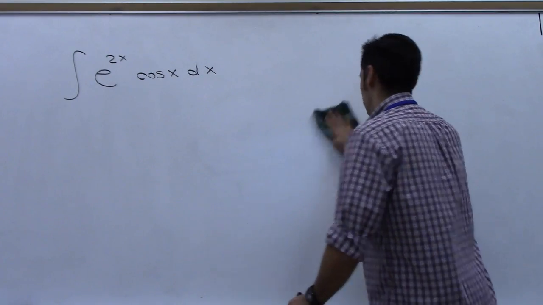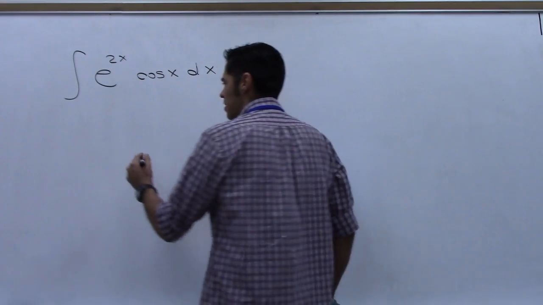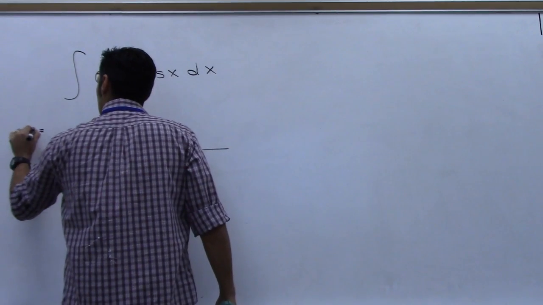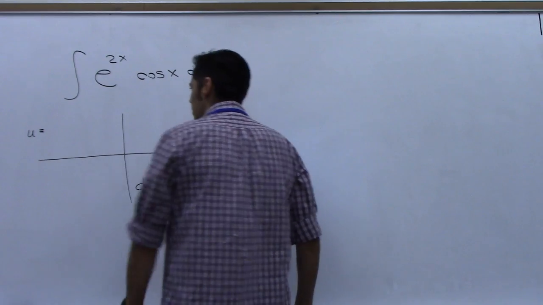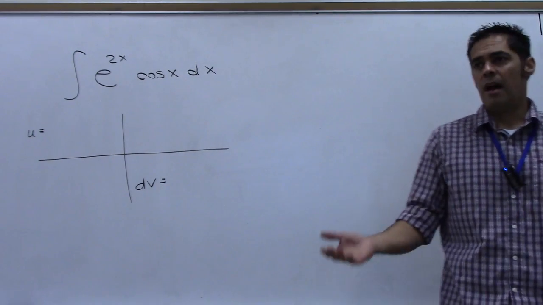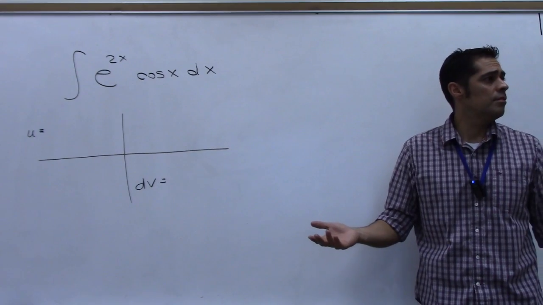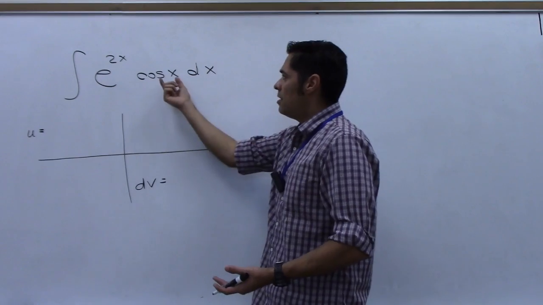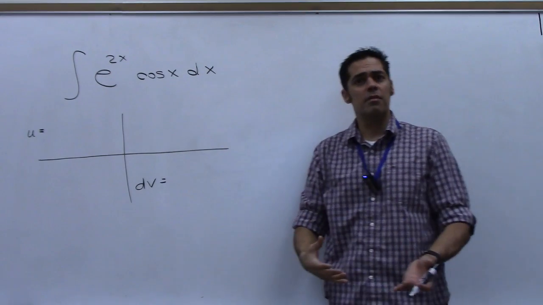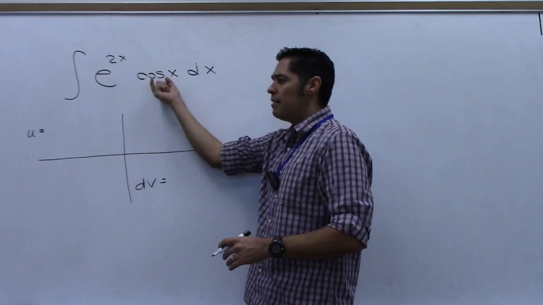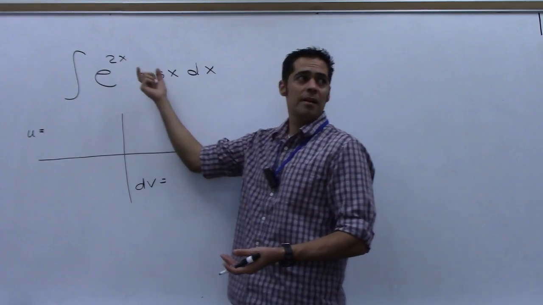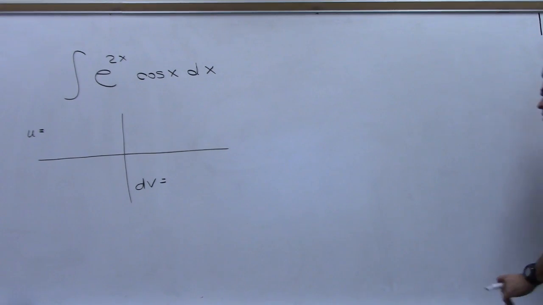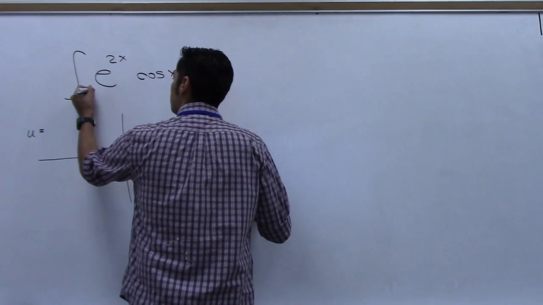So let's see how. The first thing I'm going to do is set up my table. I'm going to choose a u, and I'm going to choose a dv. And really, you have kind of a coin flip here of how you want to do this. You can choose your u to be the e to the 2x, and then your dv would be the cosine x dx, or you could go the other way. You could let your u be cosine x, and then your dv be the e to the 2x dx. Two options, really.